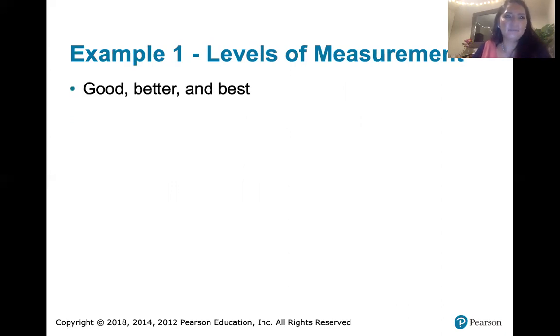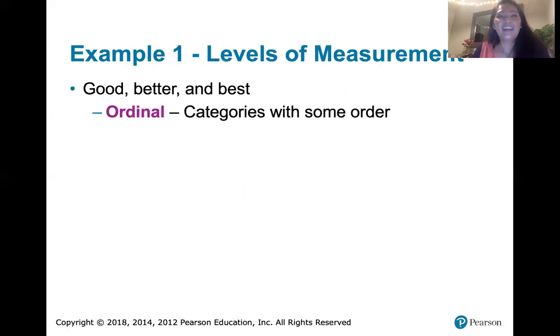This is example 1. Let's look at good, better, and best. What if those are our labels? What type of data is that? What level of measurement is that data at? I hope you said ordinal, because you can put good, better, and best in order, but it doesn't make sense to talk about best minus better, or better minus good. We can put them in order, but subtraction doesn't really make sense. So that is ordinal data.